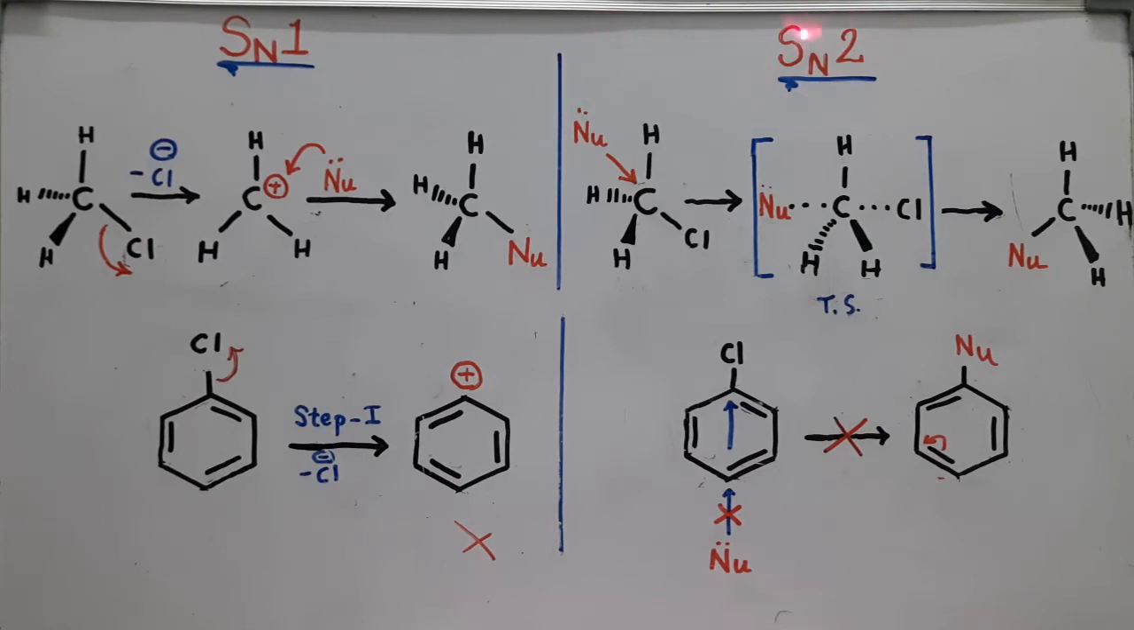Now in SN2, that is a single-step mechanism, the nucleophile will approach from the opposite direction of the chlorine atom to minimize steric hindrance, a transition state will be formed, and finally the chloride ion will be removed. While in chlorobenzene, there is no chance for the nucleophile to attack from the opposite direction due to the presence of the planar ring. So the transition state cannot be achieved and this mechanism is not appropriate for aromatic compounds.